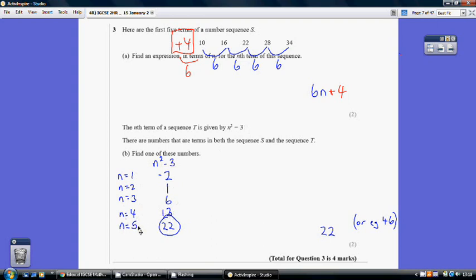But the fifth number in the sequence would be 5 squared, take away 3, which would be 22, and that is in both sequences. So that is an example of finding one of these numbers. Other numbers exist, for example, our number 46, but there are others.